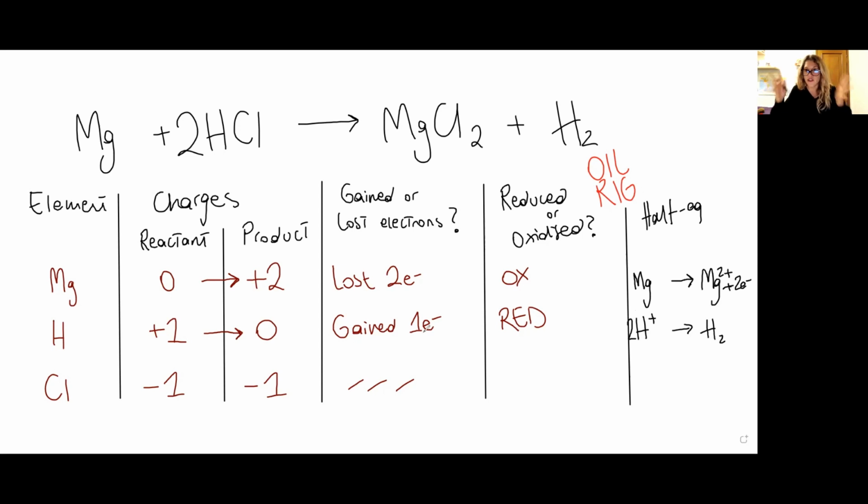It has gained electrons. Gain, come together, things that react together, so it would be in the reactant, reduced in the reactant. And specifically, how many? Well, each hydrogen gained 1. So if we have 2 of them, it would be 2 electrons in total.